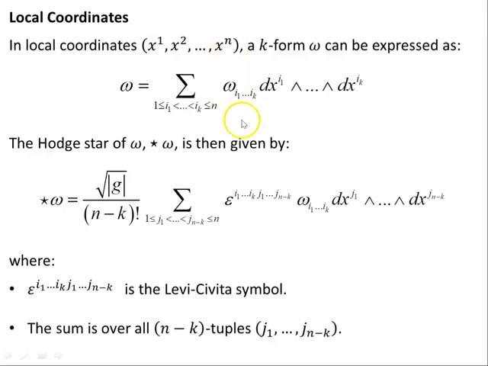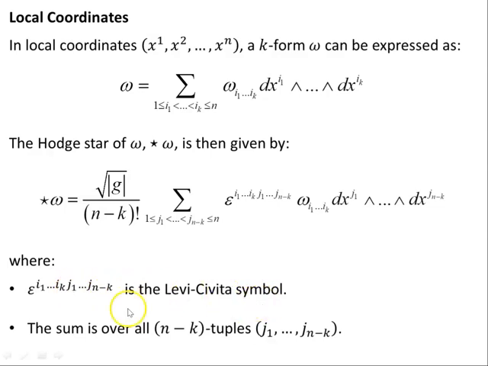And the Hodge star of omega, star omega, is then given by this convenient rule here. Square root of the determinant of the metric, to the n minus k. This is a factor to normalize it, as I was talking about with the wedge product in the last video prior to this. And then we have the sum over i and j. This is the Levi-Civita symbol here, and I'll talk about that shortly, but it deals with the permutations of these indices here.